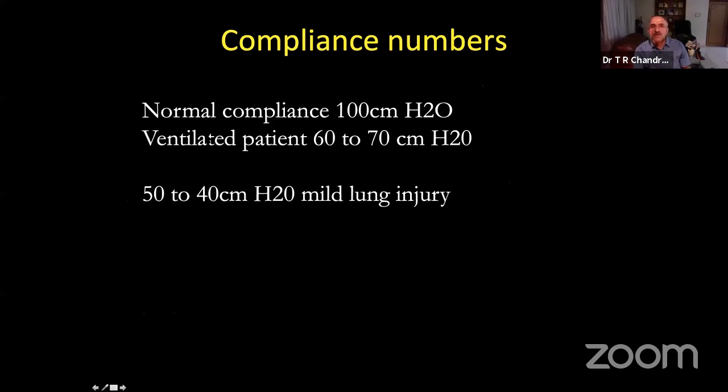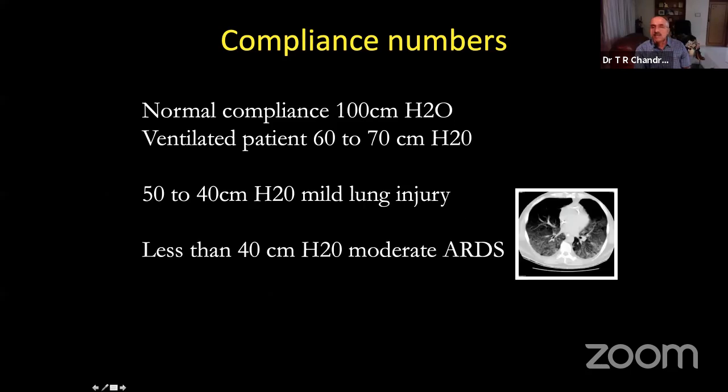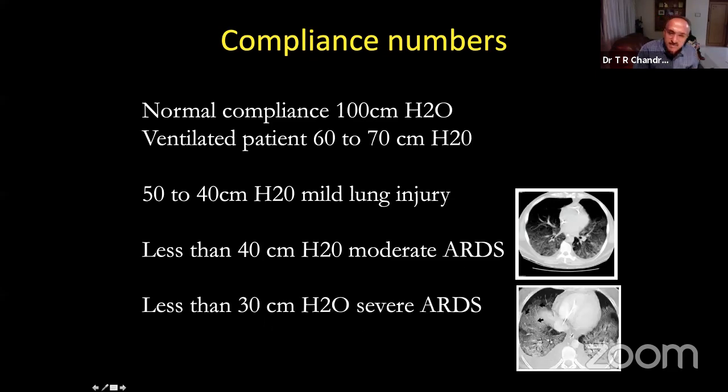And these are some of the values. Normally, compliance is 100 centimeters of water. In a ventilated patient, it is 60 to 70. If it is 50 to 40 centimeters, we call it mild injury. Less than 40, it is moderate ARDS. If it is less than 30, we call it severe ARDS. See, the lung will be like this. Once you do plateau pressures, probably plateau will be around 29, 30 or 32 when you try ventilating this. So all these are correlating.